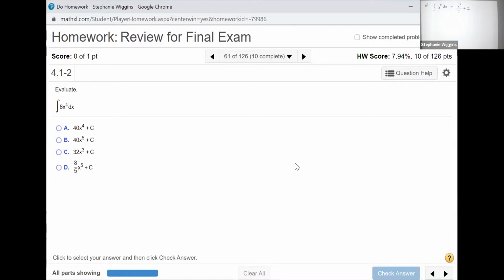Okay, now we have an extra complication here. We have a constant in front. If it helps you, you can move that constant out of the integral if it's multiplied, okay? Not if it's added, but if it's multiplied, you can move it out. So this is 61, the integral of 8x to the 4th dx.